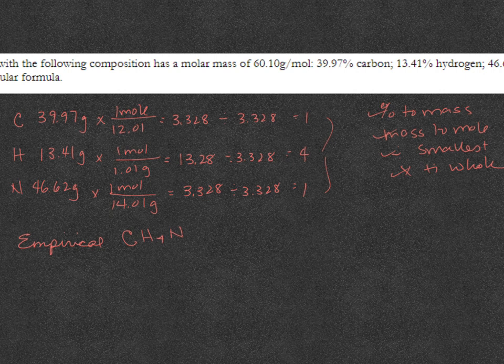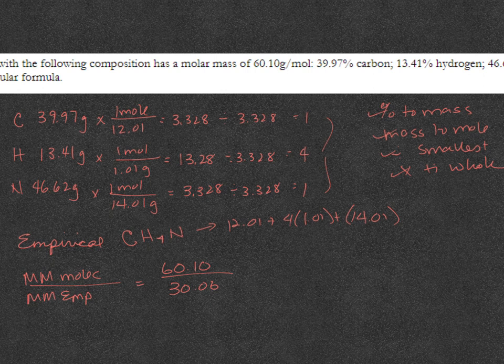Now, the problem says, what is the molecular formula? Now remember, the molecular formula is how this exists in nature, and it's multiples of the empirical. In order to figure out how many empiricals I have, I take the molar mass of the molecular divided by the molar mass of the empirical, and that will tell me how many empiricals I have. So the molar mass of the molecular is always given in the problem. The molar mass of the empirical is 30.06, and I get that by 12.01 plus 4 times 1.01 plus 14.01, all from the periodic table.